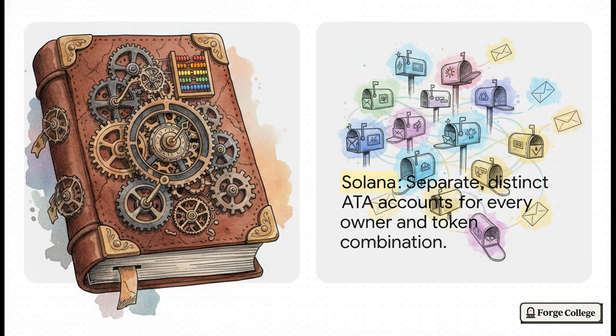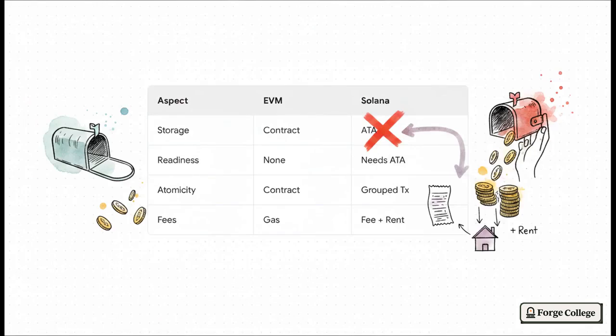But on Solana, the token program is completely stateless. The data, meaning the balances and the mint references, they live in completely separate, distinct ATA accounts. You literally have to explicitly move data between them. This contrast is brilliantly illustrated when we look at the specifics. Notice how on Solana the burden of ensuring account readiness and paying the rent for new storage falls squarely on the person paying for the transaction.